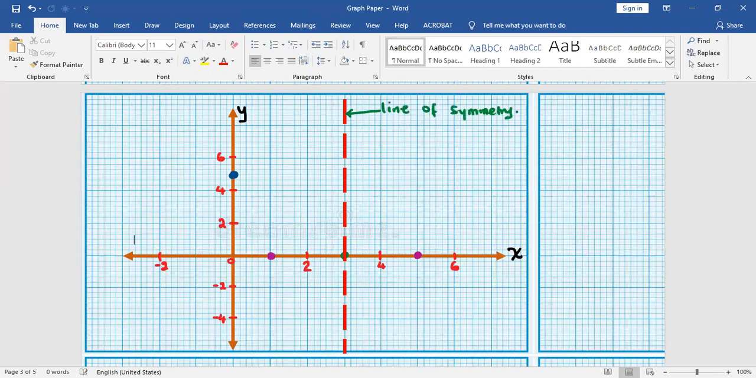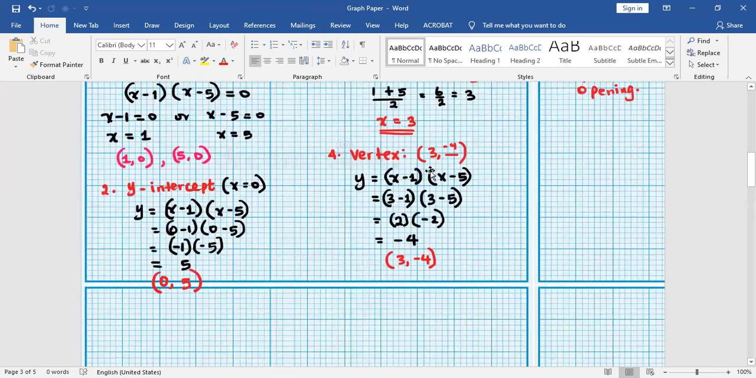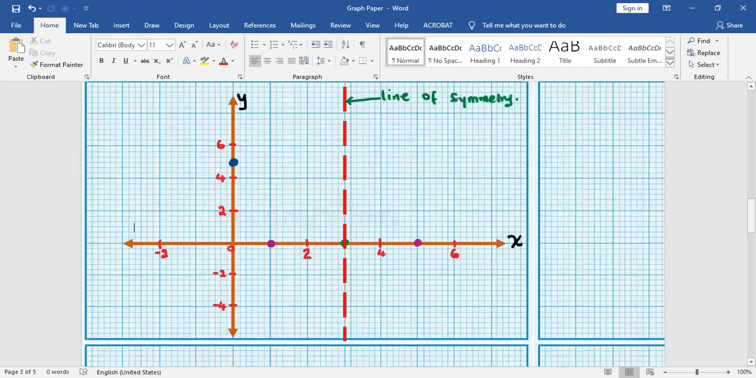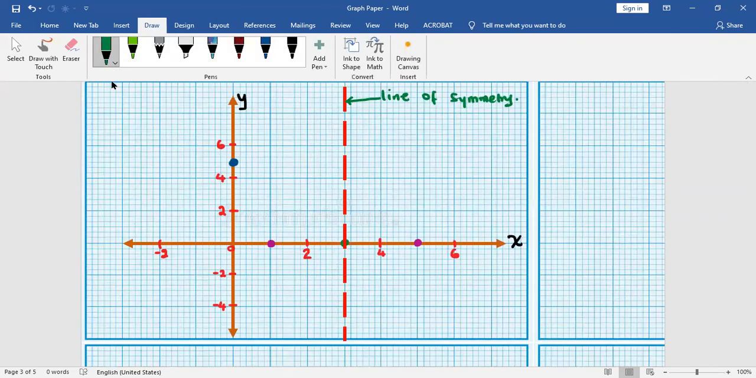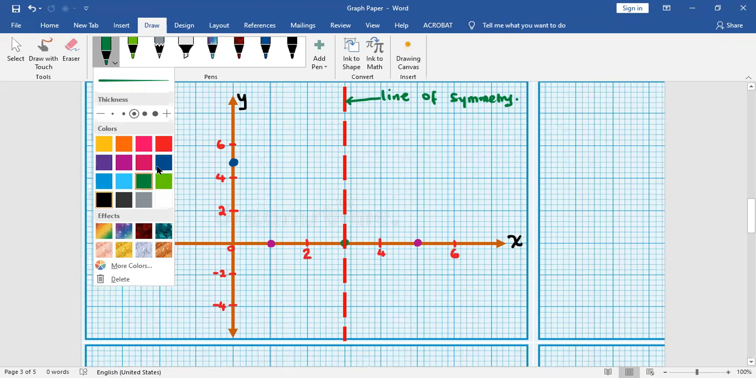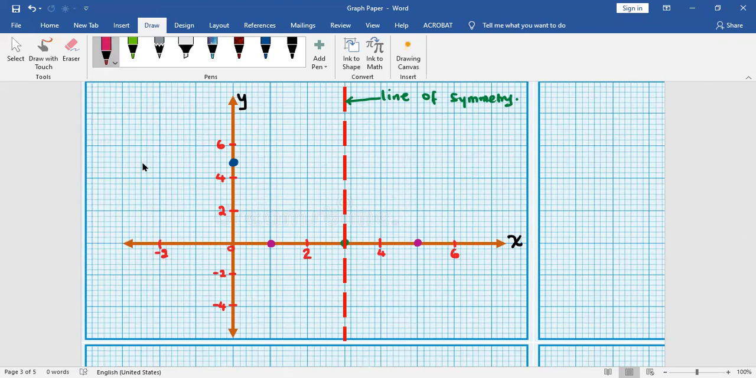Okay, now the remaining part is number 4, the vertex. The vertex is (3, -4). Let's get (3, -4). We mark that point. 3 is at this point, and -4 is here, so it is at this point. That is (3, -4).